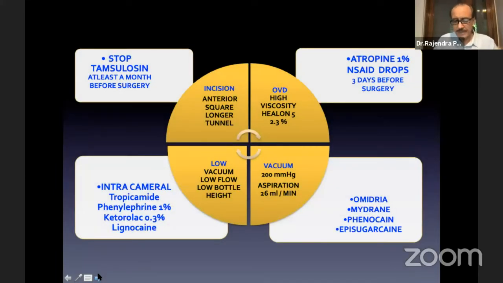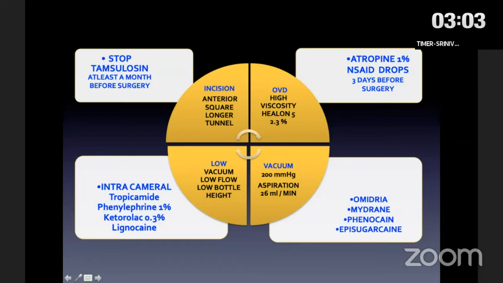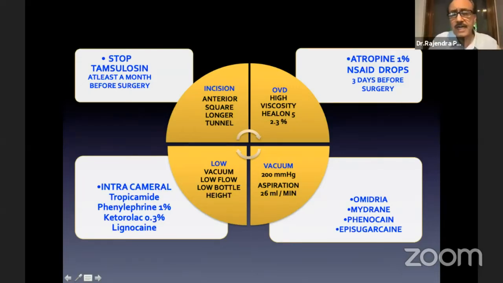So what should we do before starting the actual surgery? You should stop tamsulosin or Flomax at least a month before the surgery, because only if you stop a month before will it be effective. You have to stop a month before. Another important point is to always dilate the pupil at least 3 days before, because same-day dilatation won't work many times. Dilatation should be done with atropine and NSAIDs. That is the rule if you are suspecting floppy iris syndrome.